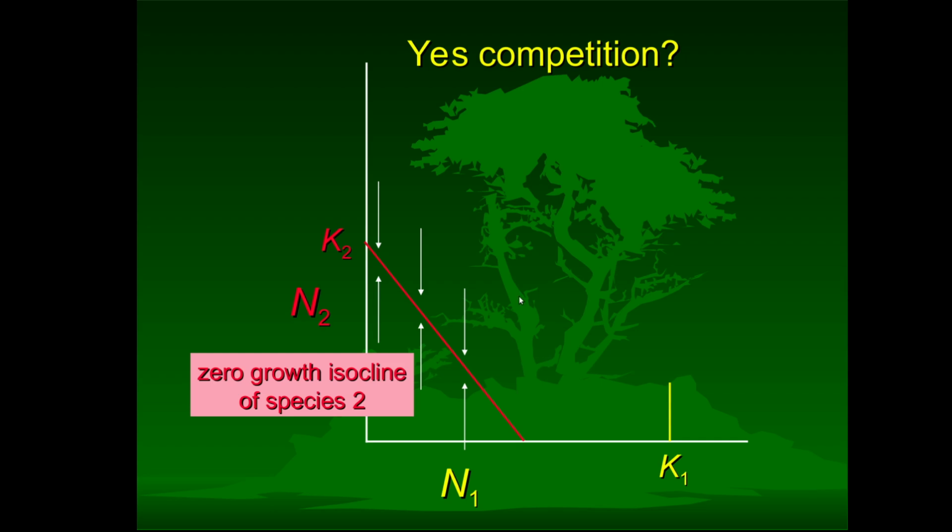Right, notice where the zero growth isocline of species 2 intersects the x-axis. At this point, N2 has a population density of 0. In other words, its carrying capacity is 0 here. If species 1 can increase its density N1 to this point and beyond, then there can be no individuals of species 2 remaining. In other words, N2 is equal to 0.